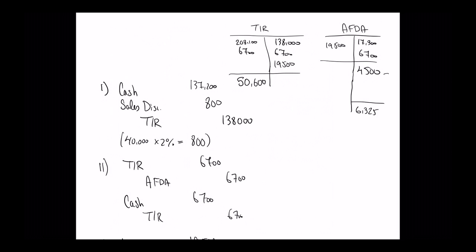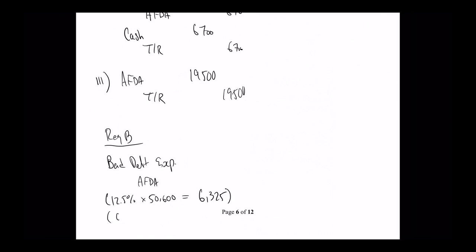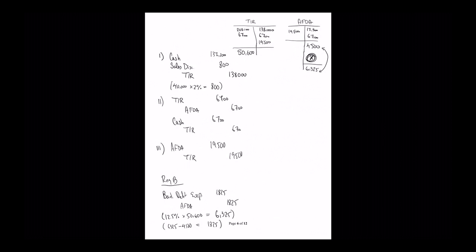So we want to get from 4,500 to 6,325. To calculate that, we'll just subtract the difference between the two, and that's how much we're going to record as bad debt expense. So that is 1,825. We're going to debit bad debt expense 1,825 and credit AFDA by 1,825, and that is required B.